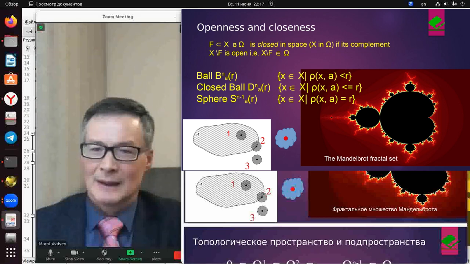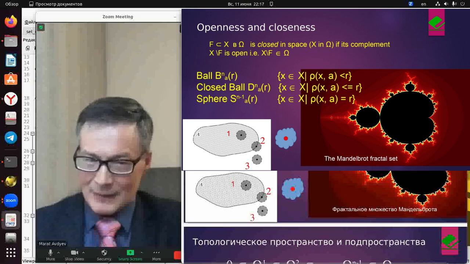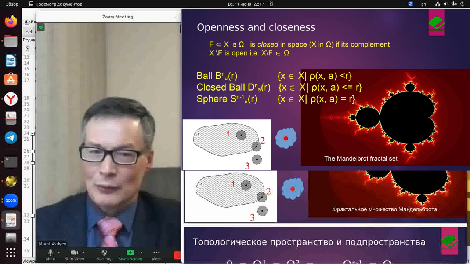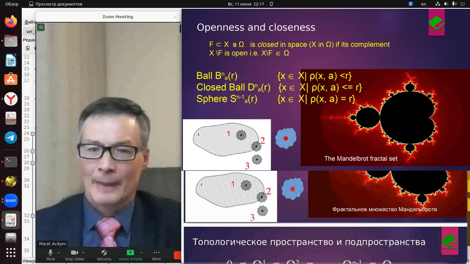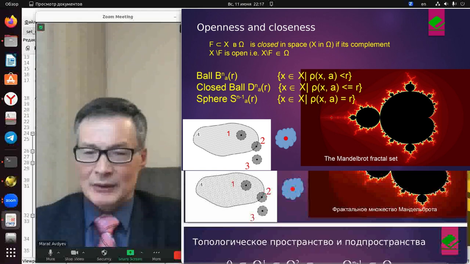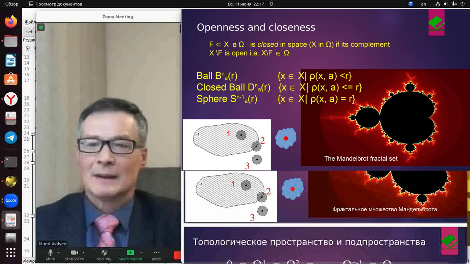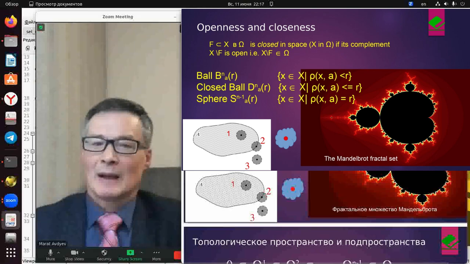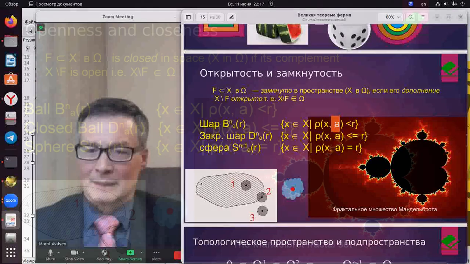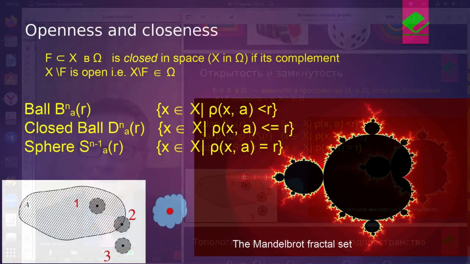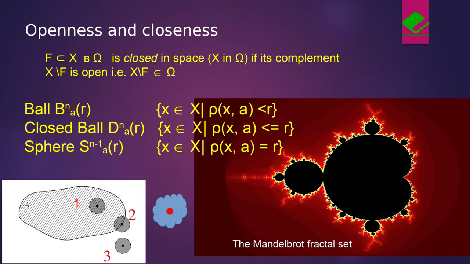A closed ball is denoted by the letter D. Everything is similar to the above, but only here the sign is less than or equal to r. Finally, a sphere is a set of points located exactly at distance r. Note that the dimension of a sphere is 1 unit less than a ball, which continues the tradition of the 3-dimensional case and the 2-dimensional case, which is well known to us.